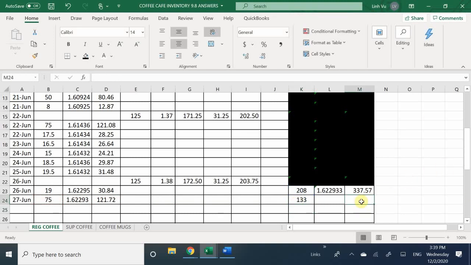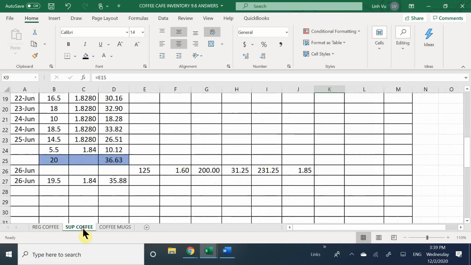Now it's going to be 133. And then we have our new total, 337.57 minus the $121.72, and that'll be $215.85. And our cost per unit is the same, more or less. It's off by like a 10,000th of a penny. Oh, yeah, okay. Good.